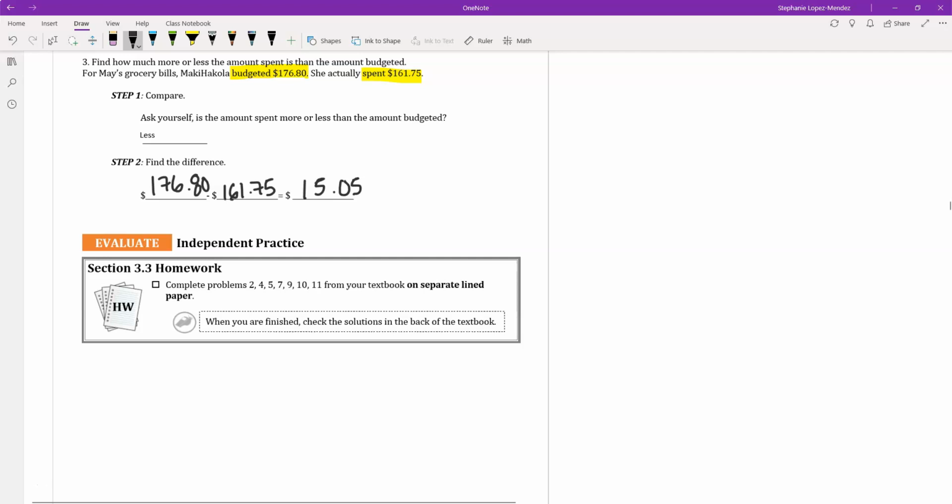So now you can go ahead, look for section 3.3 in your textbook, do your homework and complete the problems 2, 4, 5, 7, 9, 10, and 11.